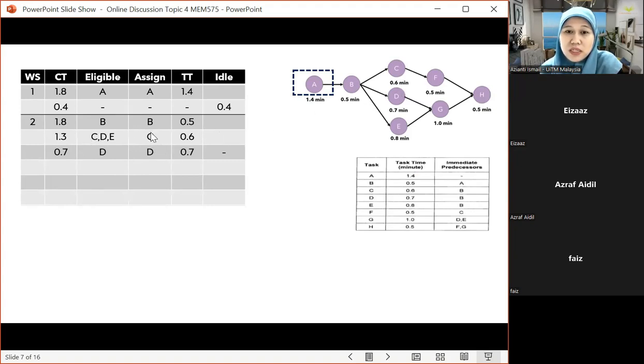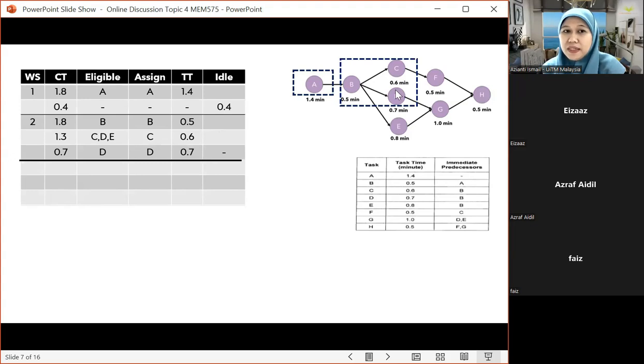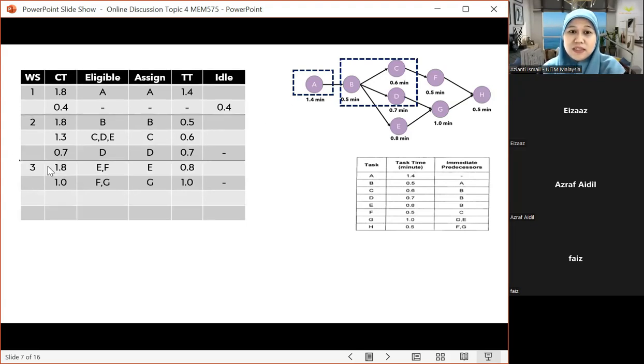So we choose C, 0.6. So 1.3 minus 0.6, we get 0.7. And then we put in D. So D is 0.7. So okay, just nice. We don't have any extra. So close, and we fence off B, C, D. Okay. Now, we open workstation number 3 with a new 1.8 cycle time.